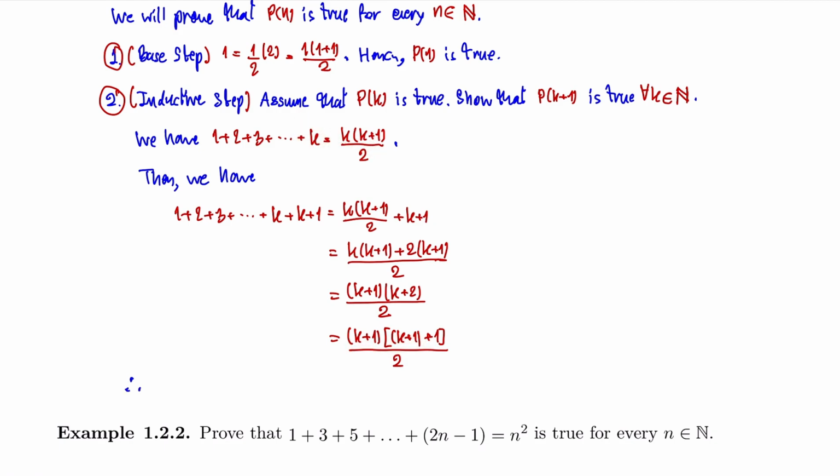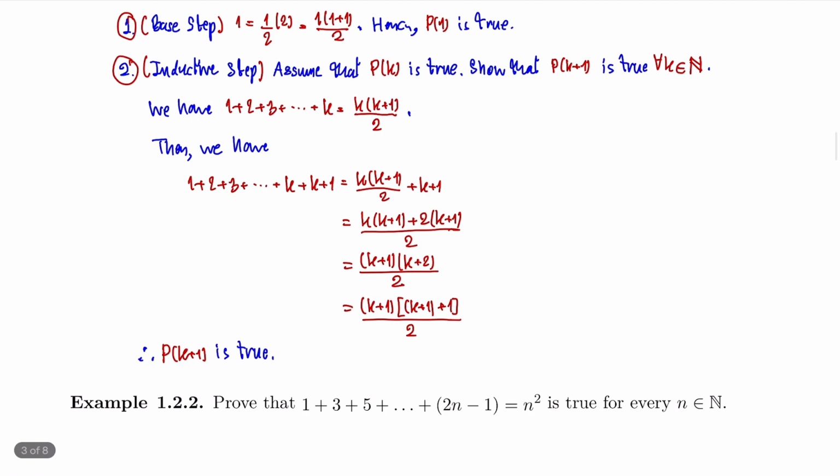Okay, so P(k+1) is true. Once P(k+1) is true, therefore this equation, 1 plus 2 plus 3 plus all the way to n equals n times n plus 1 over 2, is true for every positive integer n. Okay, so that's what we have right here in this example.